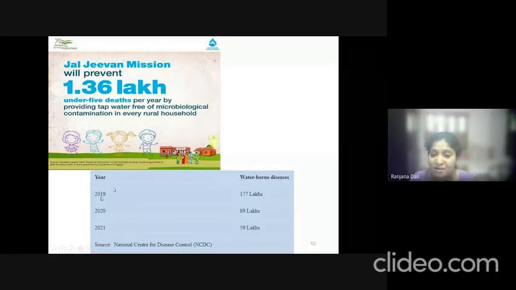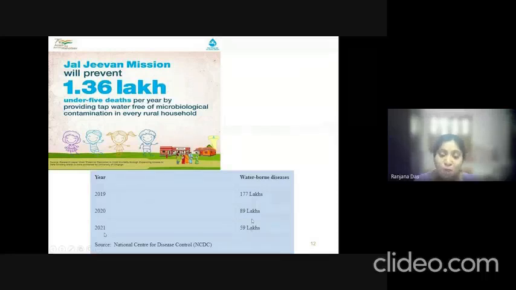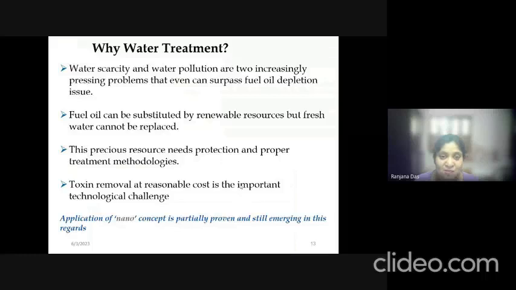In 2019, waterborne diseases reported were 177 lakh cases, which were reduced remarkably in 2021 to only 29 lakh. So this shows how important water treatment and the availability of good quality water to the human race is. So there lies the importance of water treatment. We have to consider water treatment.